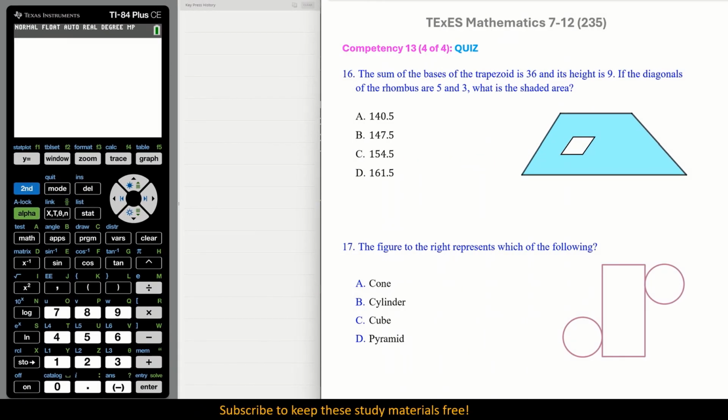Number 16. The sum of the bases of a trapezoid is 36 and its height is 9. If the diagonals of the rhombus are 5 and 3, what is the shaded area? Okay, this is how we need to set this up. We have the area equal to the trapezoid minus the rhombus. Remember, we're cutting out the white part.